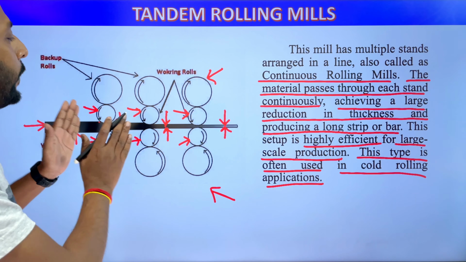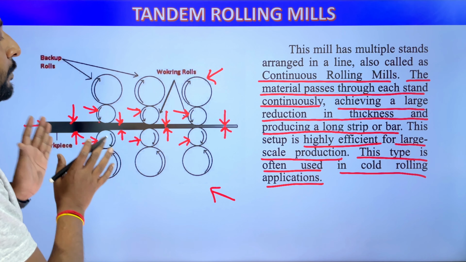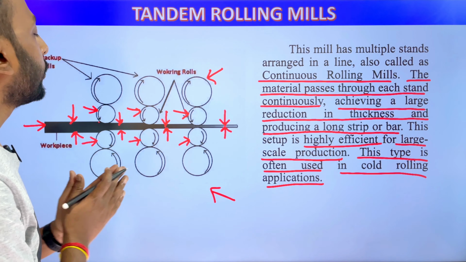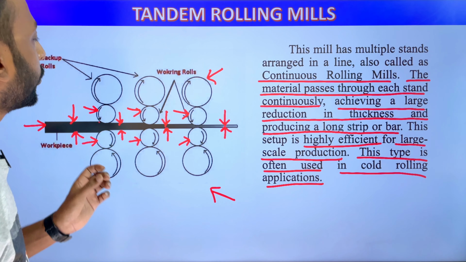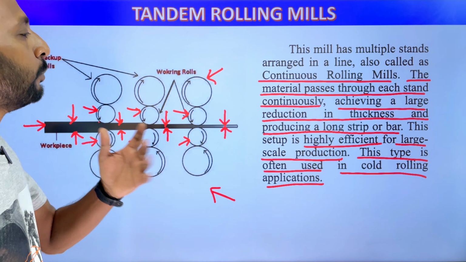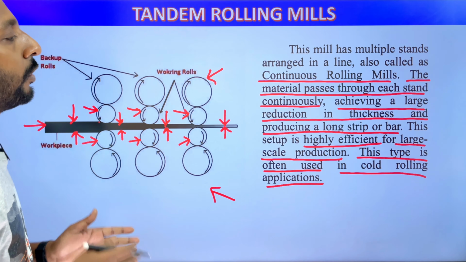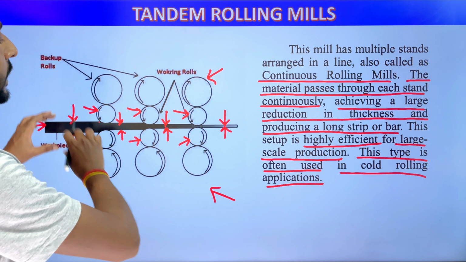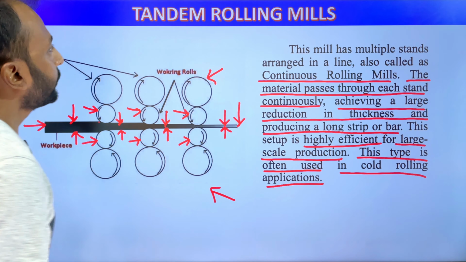So here we apply more force because this is the cold rolling process. Cold rolling mills, this is a cold working process. In the cold working process we have to apply more force than in hot working or hot rolling process. So step by step, and continuously, a product is being made. This is the final product.